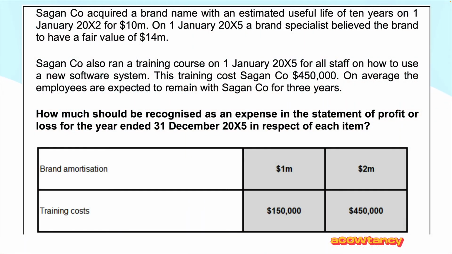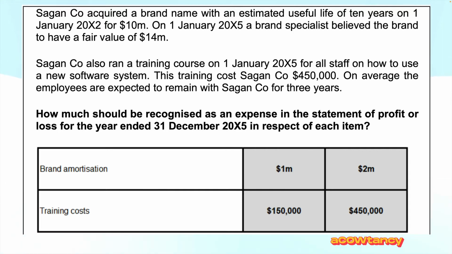Let's have a look at the second question then. He says we've got given a brand name with an estimated useful life of 10 years a few years ago for 10 million. So 10 million brand over 10 years. We're going to amortize it away at 1 million a year, aren't we? Then at the start of our year, it says a brand specialist believed the brand to have a fair value of 14 million. Do we take that into account, what somebody believes, or do we go for an active market? We go for an active market, so we can disregard the 14 million.